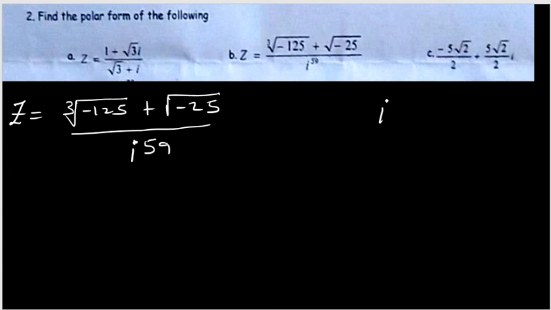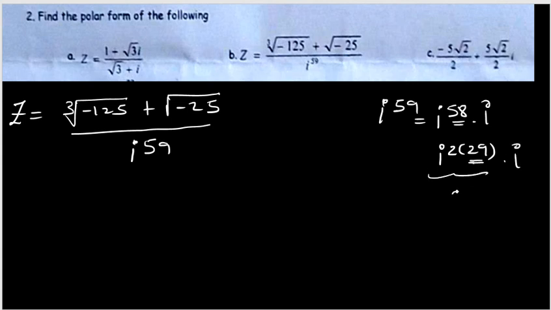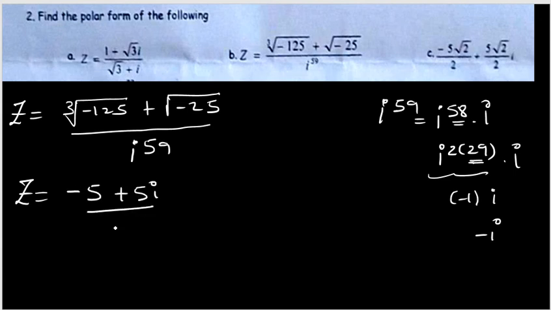First of all, we need to know what i to the power of 59 means. We can write it as i to the power of 58 times i. Again, this 58 will be i to the power of 2 times 29. Since 29 is odd, the whole thing will be negative 1 times i, that is negative i. The lower part is only negative i. And z will be now, the upper part is negative 5 plus 5i, the whole over negative i. We do have this.